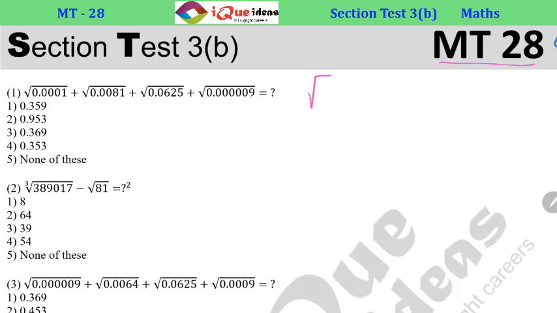First one is square root of 0.0001. This can be written as square root of 1 divided by 1 and then 4 zeros. Now this is 10,000. 10,000 is square of 100. So this becomes 1 by 100. Square root of 1 is 1. Square root of 10,000 is 100. So it is 1 by 100, which is 0.01.